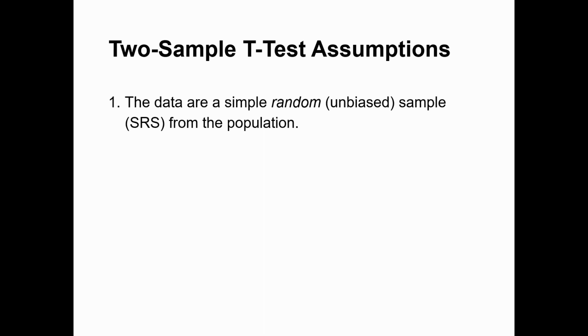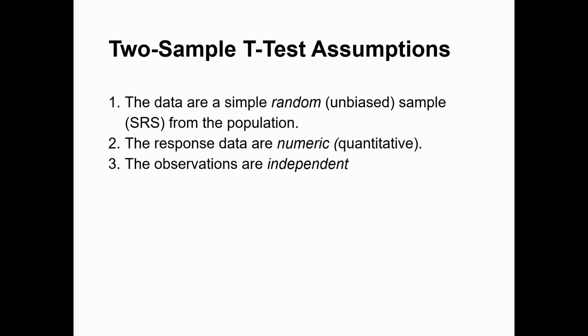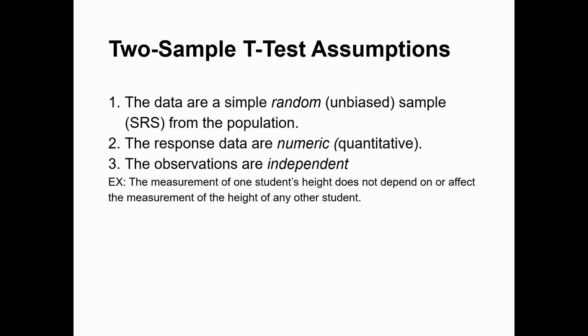And if they're not equally likely to be selected, you have to be very careful to see if there might be some systematic bias that would affect your results. The second assumption is that the response data are numeric or quantitative. And the third is that the observations are independent. That is, measuring one person doesn't affect your measurement of another person. Measuring one chimpanzee doesn't affect your measurement of another chimpanzee.